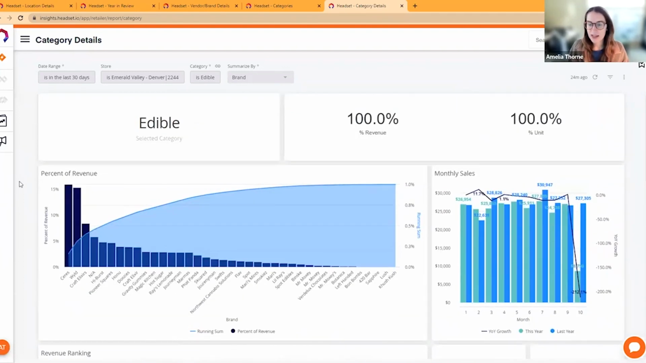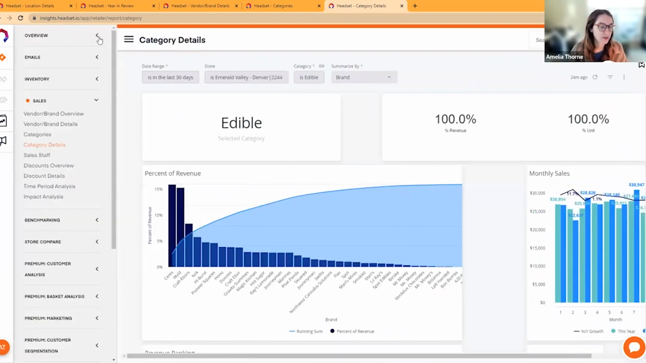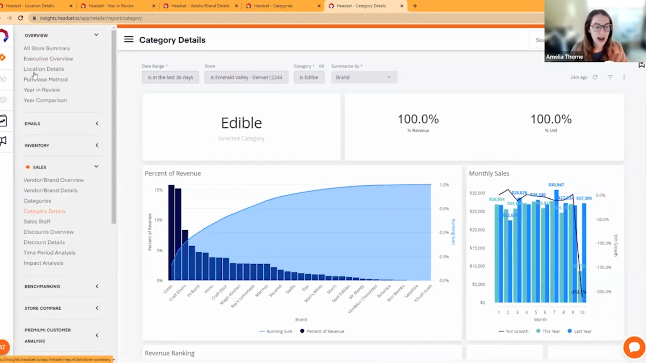All right, so that is really all I have to share with you about Sales Trends 101. This is a lot of information to digest, and we have even more dashboards about sales, but these are the ones that I thought might be most interesting and most useful that I don't typically review in any other training session. So again, we went through location details and year in review, though they're going to be an overview. There's a lot of other really good high-level info within overview. And then in sales, we focused on vendor brand details, categories, and category details.